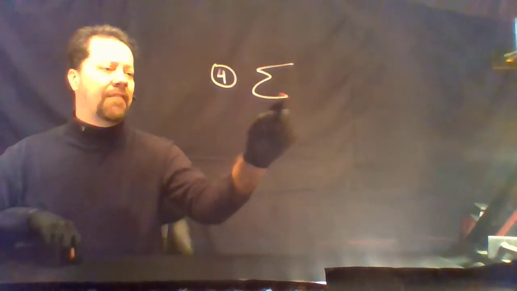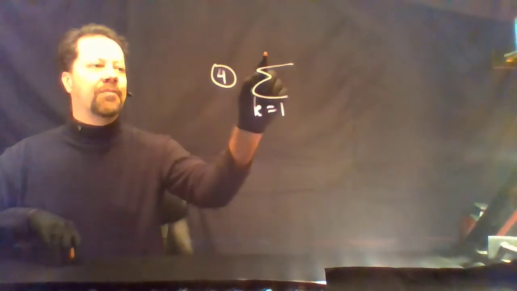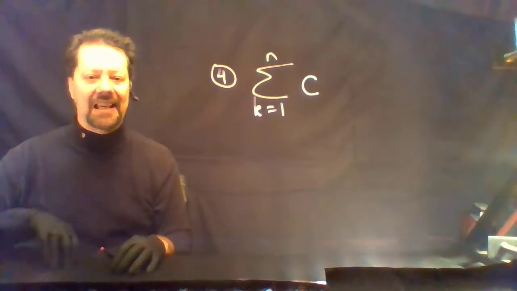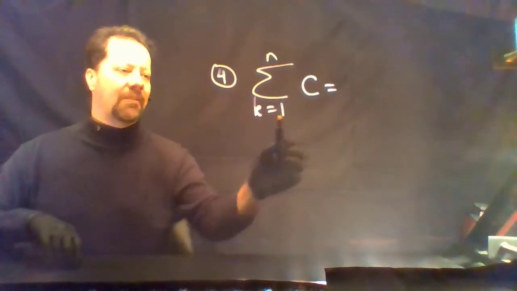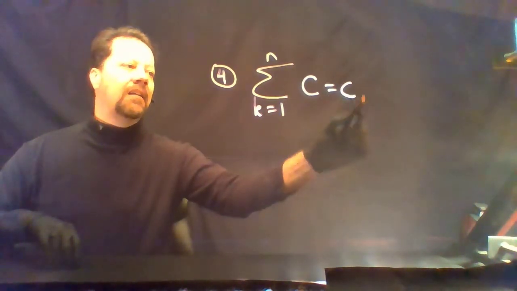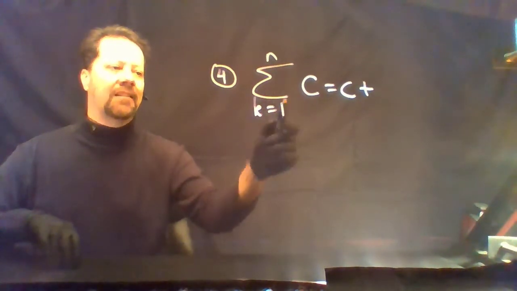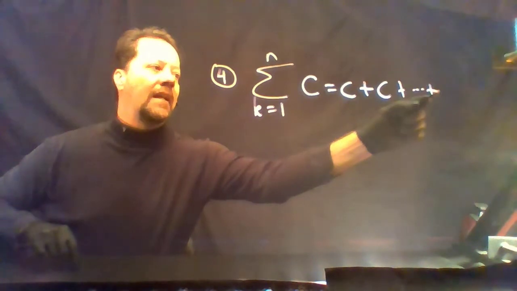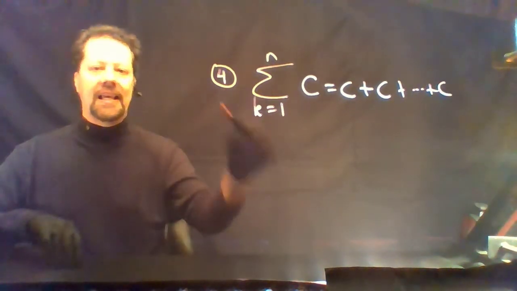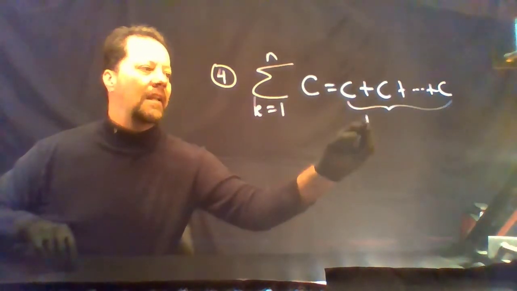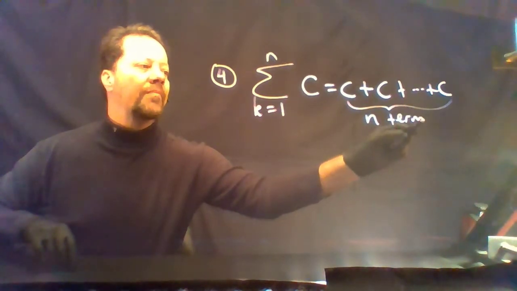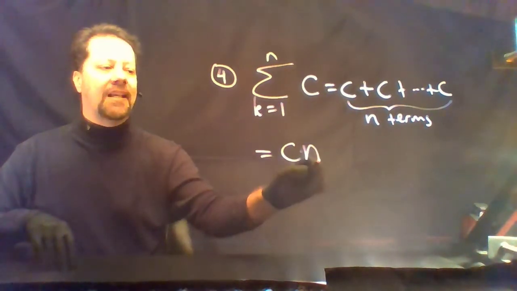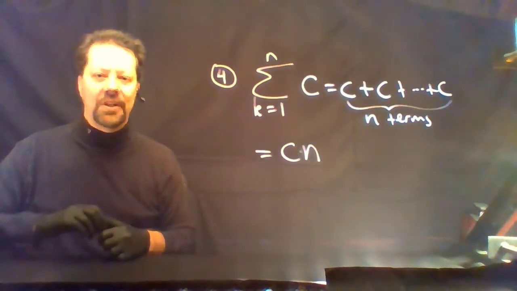Importantly, if I have the sum as k goes from 1 to n of just some constant c that does not depend upon the index k, then what I get when k equals 1 is c, to which I add, when k is equal to 2, the number c, and I keep going until I get to n, and this gives me n terms, which means the answer is c times n. You need to know this formula.